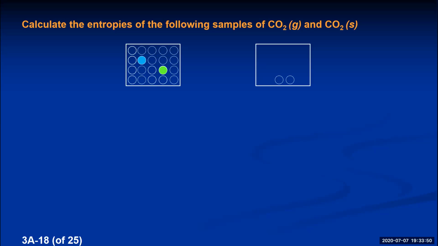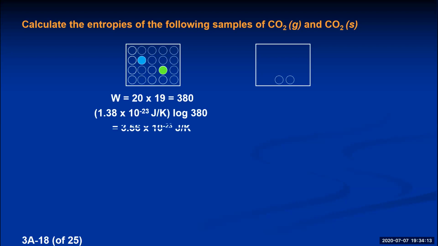So what are all the possible arrangements of blue and green molecules? Well, the blue one can be in 20 possible spots. The green can be in 19. If you multiply 20 times 19, you've figured out every possible arrangement for the blue and green molecules in that container. That's what W is. To calculate the entropy, we multiply the Boltzmann constant by the log of W, which is 380. And so we calculate that the entropy of gaseous carbon dioxide is 3.56 times 10 to the minus 23rd joules per Kelvin.